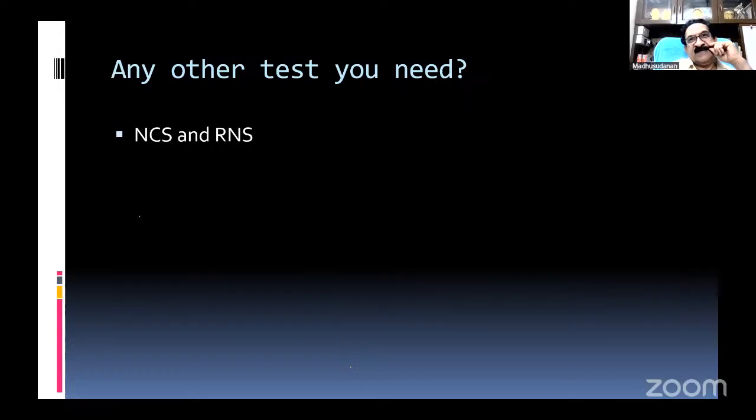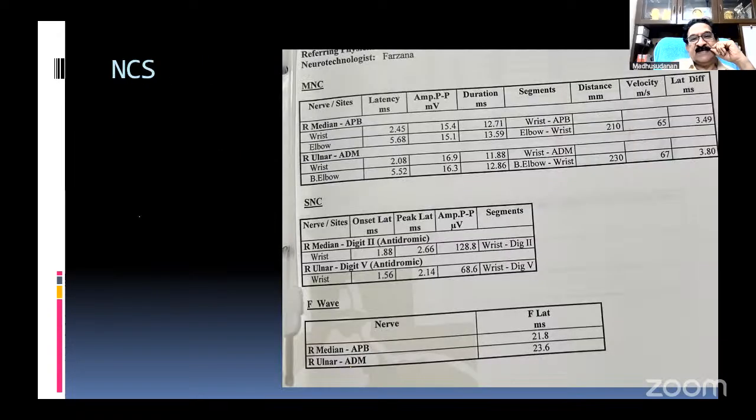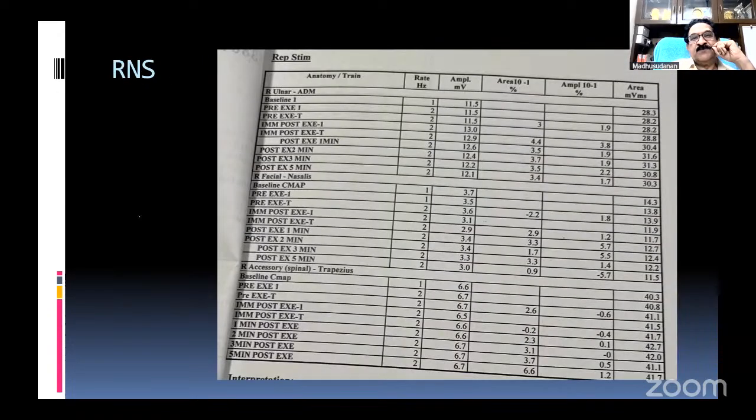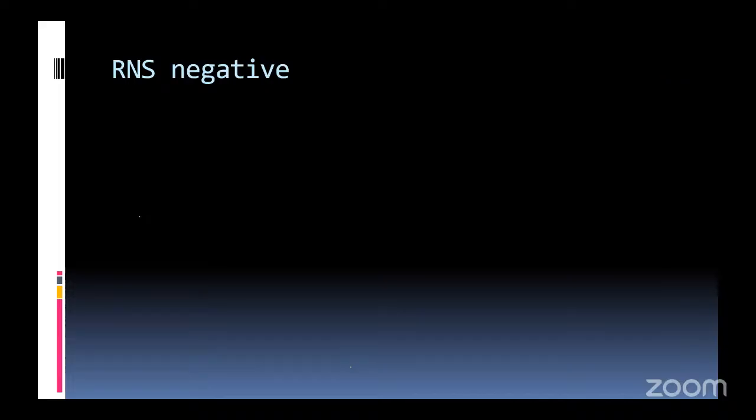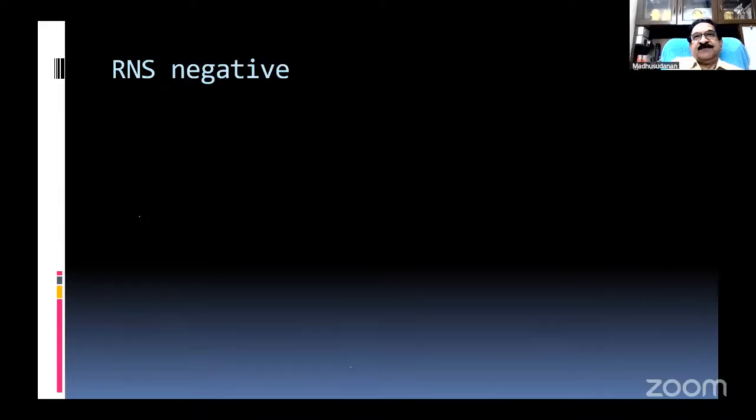So I did an RNS. RNS was done from the nasalis. There was no evidence of any decremental response seen in the nasalis and orbicularis. So what will you do now? Antibody testing, sir. Antibody testing was done, or could be done.